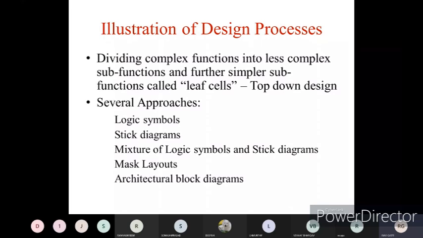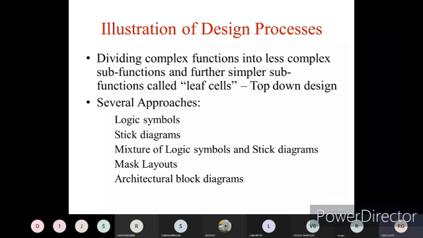The next one is the logic circuits, or we call it logic symbols. Once you are ready with the problem, next we should transform that problem into electrical circuits. These electrical circuits should provide the behavioral model of the problem, and that process we are going to call the circuit design process, also called the logic symbol.